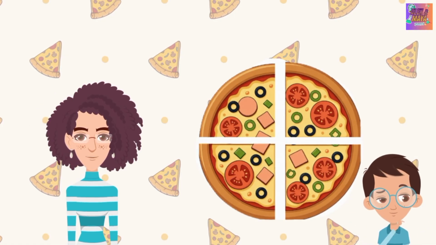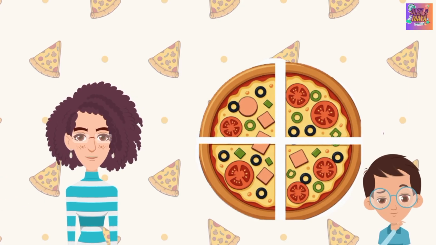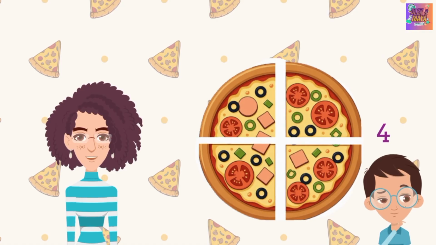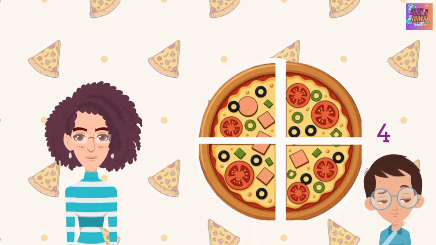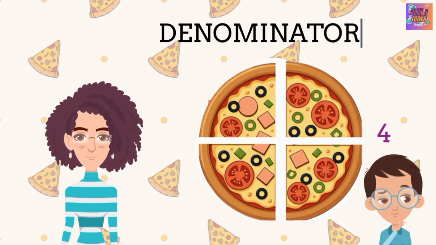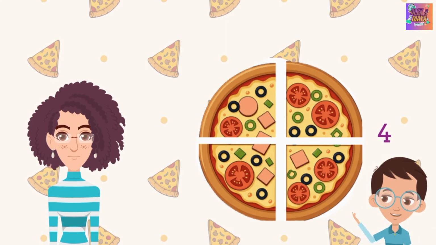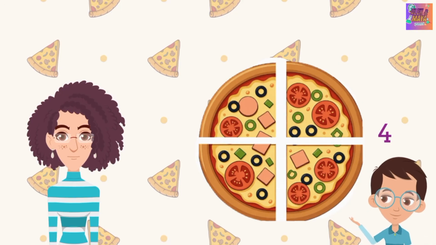That's right. And that number 4 is super important. In a fraction, the number on the bottom tells you how many total parts make up the whole thing. It's called the denominator. Denominator. That's a big word. So the denominator is the number down at the bottom?